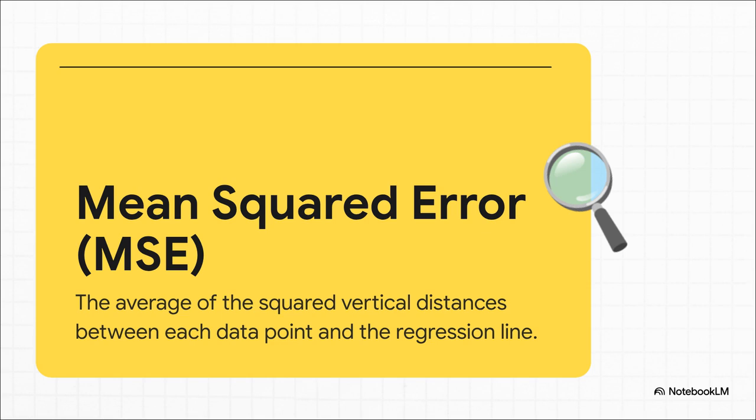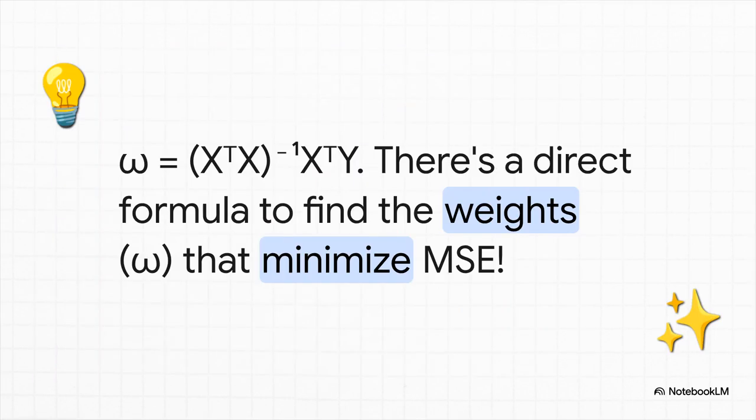And now for the magic trick. This is what makes linear regression so cool. For a lot of other machine learning models, you have to kind of guess and check over and over to find the best answer, but not here. Thanks to the power of calculus, there is a single, beautiful formula. It's called the normal equation, and it just gives you the answer. You plug in your data, and it spits out the perfect set of weights, that's the omega symbol, that minimizes the error. It's a direct, one-shot solution, no guessing required.